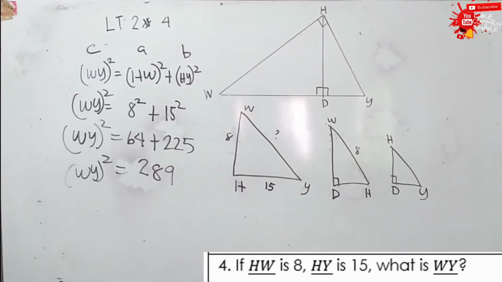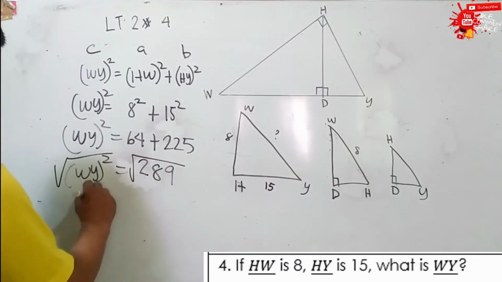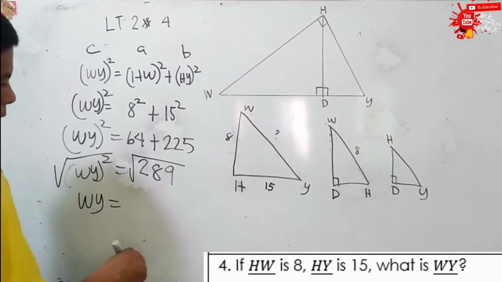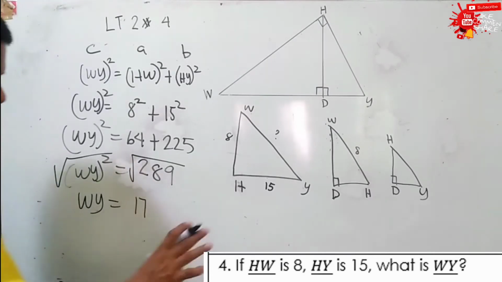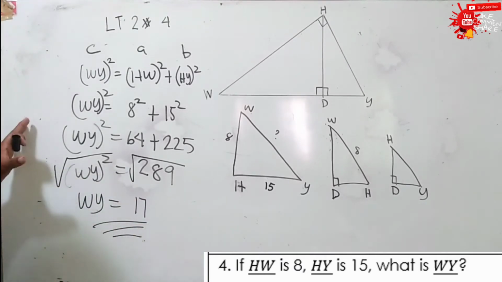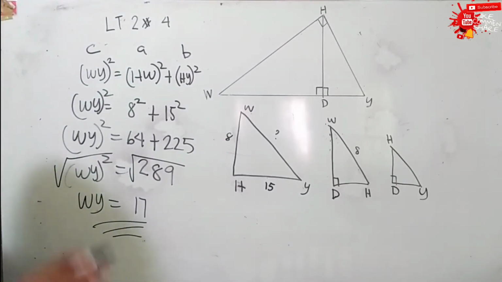Okay. Next. Get the square root. So, WY is equal to square root of 289 is equal to 17. Paalala, pwedeng gumamit ng calculator. Okay? So, ganyan yung learning task 2 number 4. Kaya, ang challenge ko naman sa inyo, ang sasagutan nyo ay question number 3 and question number 5. Yung 2 and 4 is bonus na po yan. Okay? So, gumamit ng formula ng Pythagorean Theorem.